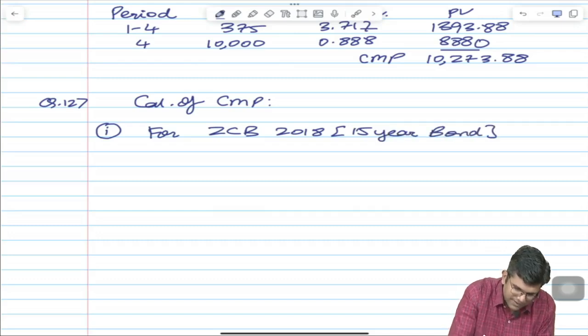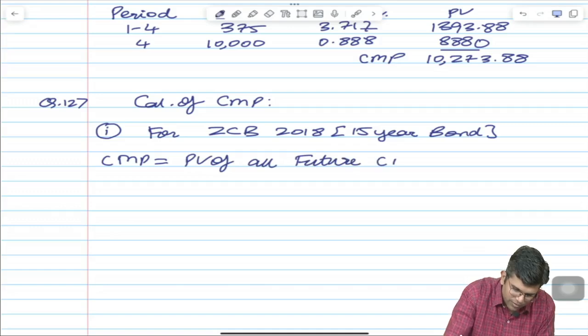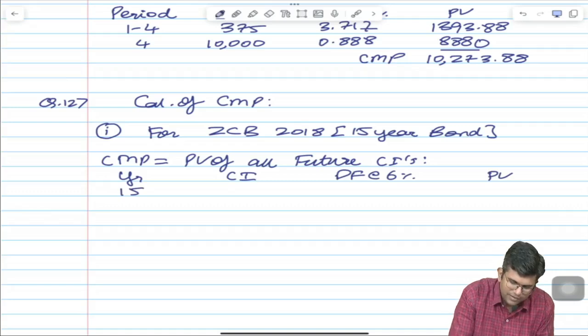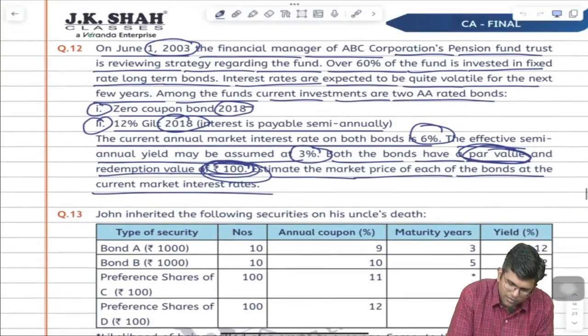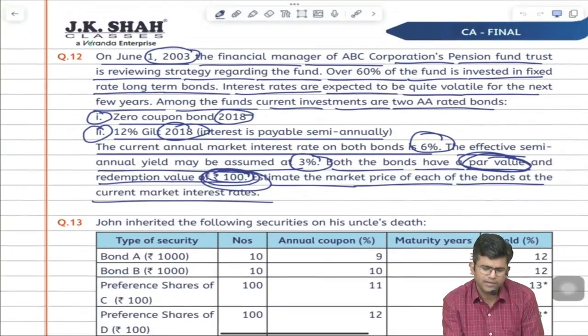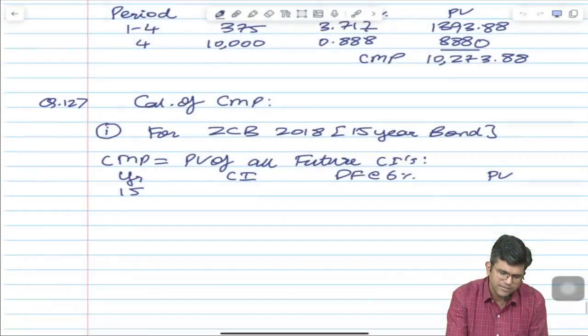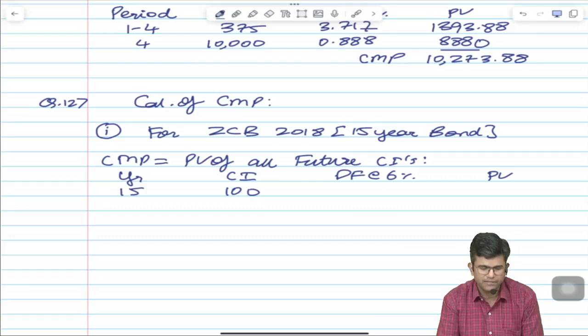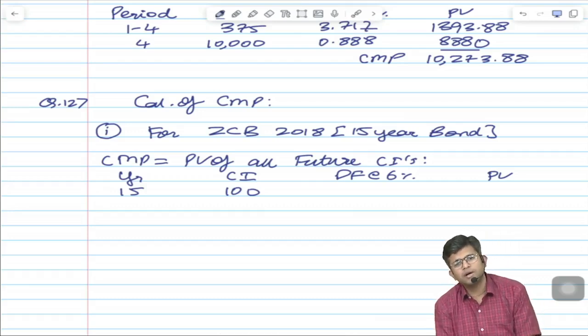Now students, as far as current market price is concerned, CMP is present value of all future cash inflows: year, cash inflow, discounting factor at the rate 6%, present value, 15. Have they given to you the face value? 100 rupees face value given. So do you realize that only will be the redemption value? In a zero coupon bond, only one cash flow is there. That is redemption value. There is nothing else.